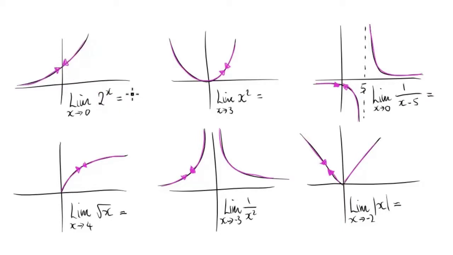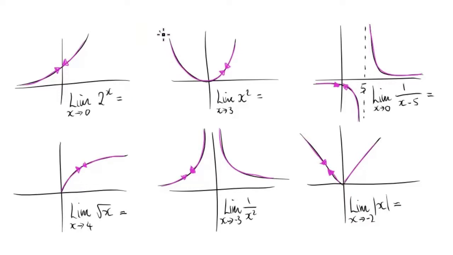So the limit is 1 because 2 to the power of x looks like this. We know that at this point here would be 1. So you can see as you approach from the right hand side, you're heading towards 1. If you approach 0 from the left hand side, you're approaching 1. So they both meet at 1. So therefore the limit is 1.